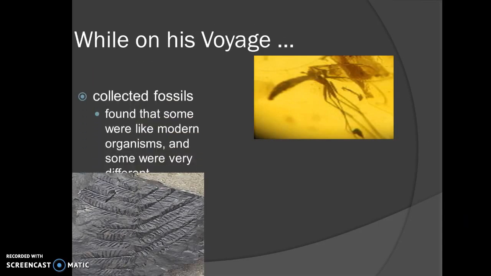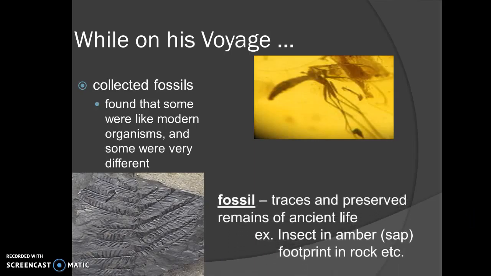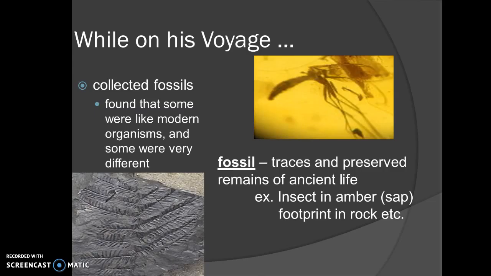And back to Darwin in his voyage on the HMS Beagle, he collected lots of fossils. And he found that some were very much like modern organisms, but some were very, very different. And a fossil, by definition, is traces and preserved remains of ancient life. So the preserved remains can be an insect in amber, like what you see up here. Traces can even be footprints in the rock, which is not what you see here.